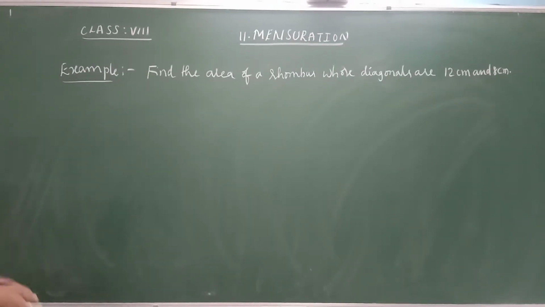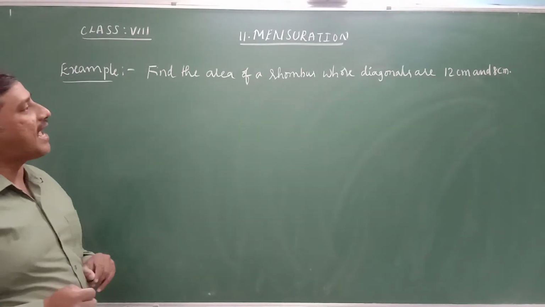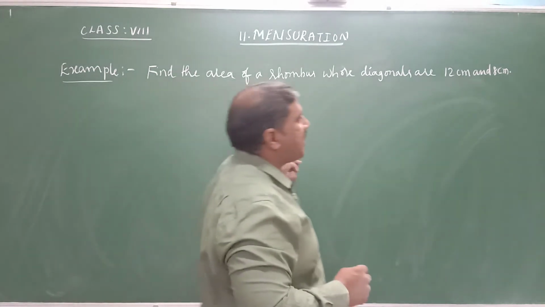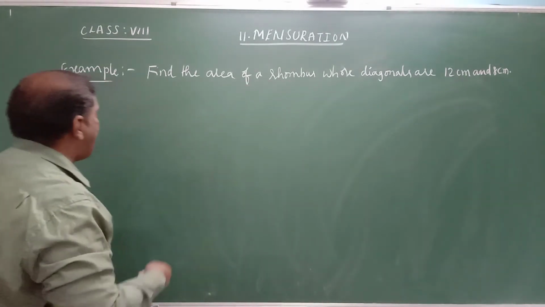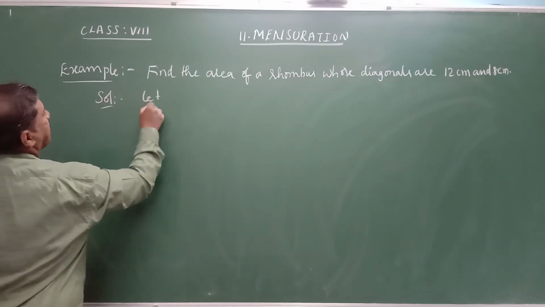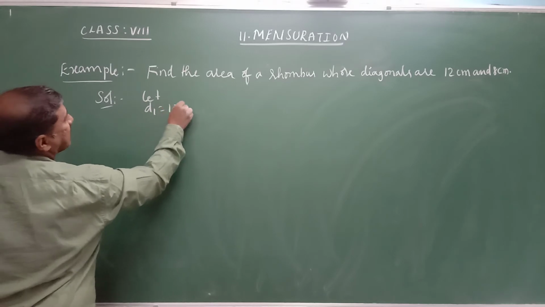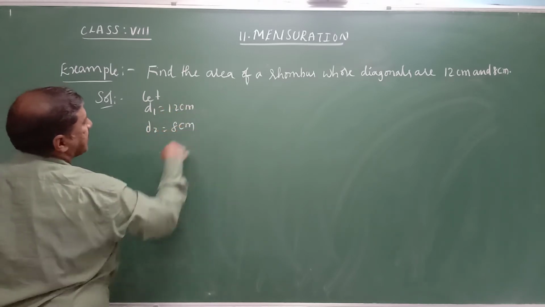Now we will discuss an example. Find the area of a rhombus whose diagonals are 12 centimeters and 8 centimeters. The lengths of the two diagonals are given. So let D1 equal 12 centimeters and D2 equal 8 centimeters.